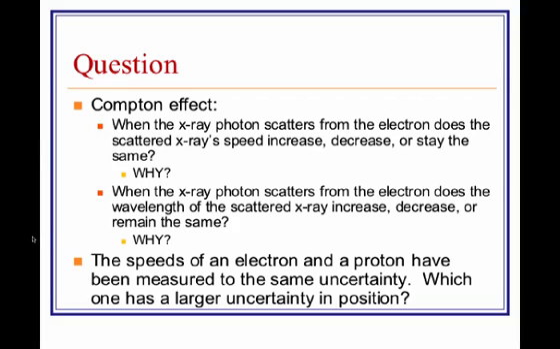And second, when the X-ray photon scatters from the electron, does the wavelength of the scattered photon increase, decrease, or remain the same? And explain why again. And last, the speeds of an electron and a proton have been measured to the same uncertainty. Which one has a larger uncertainty in position? I'm going to put multiple choices for this one up online too, but I want you to think about this. Once again, you'll have to explain why.